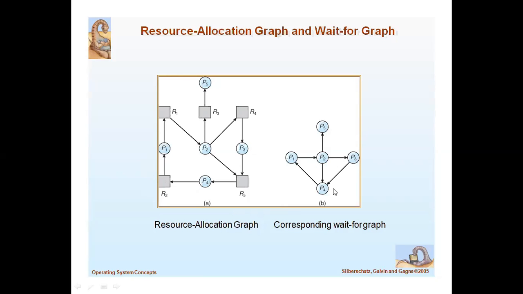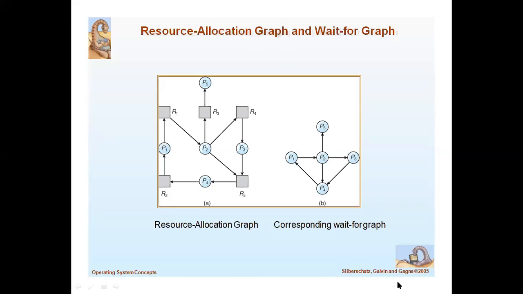If the graph contains a cycle, there is a deadlock situation. If the graph contains a cycle, compulsorily there is a deadlock. If the graph does not contain a cycle, there is no deadlock situation. So that is deadlock detection by using the wait for graph. Why? Because there is a single instance of each resource.